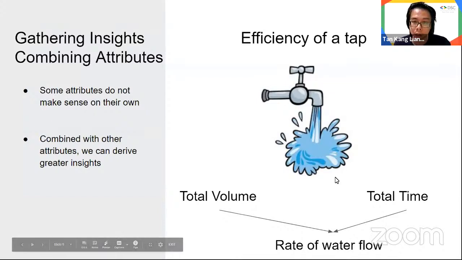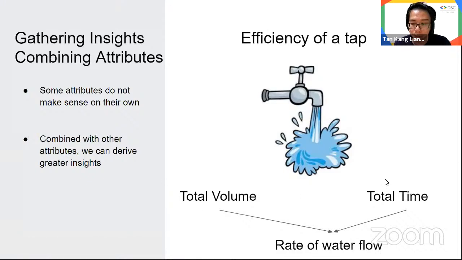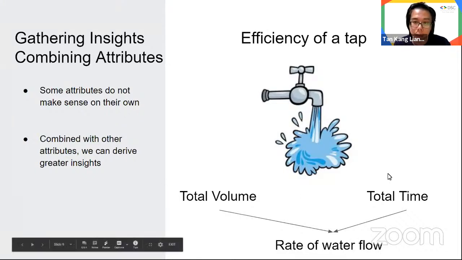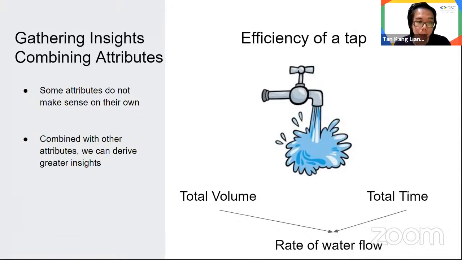So both of these, if you look at them on their own, are not really useful. If you have a total volume, but in more time, compared to more volume in less time, the one with more volume in less time will be more efficient. So what we actually want is the rate of water flow. So we can combine these two data by dividing the total volume by total time to give us the rate of water flow. And this is more important for us compared to these two values on their own. So these are some of the ways we can combine attributes in order to get greater insights that our model can pick out and use for predictions.